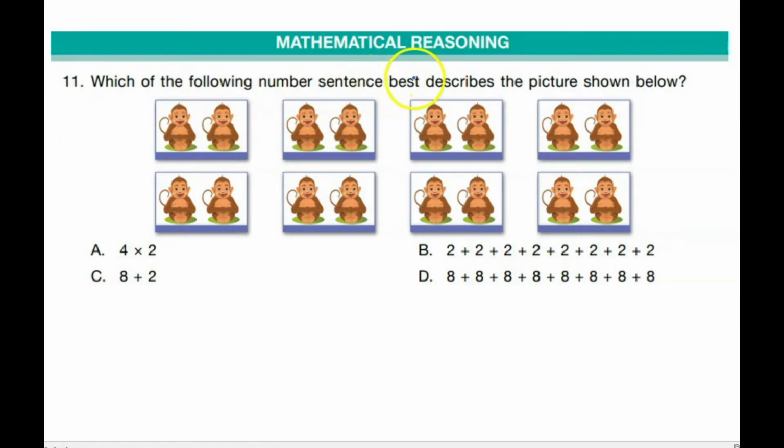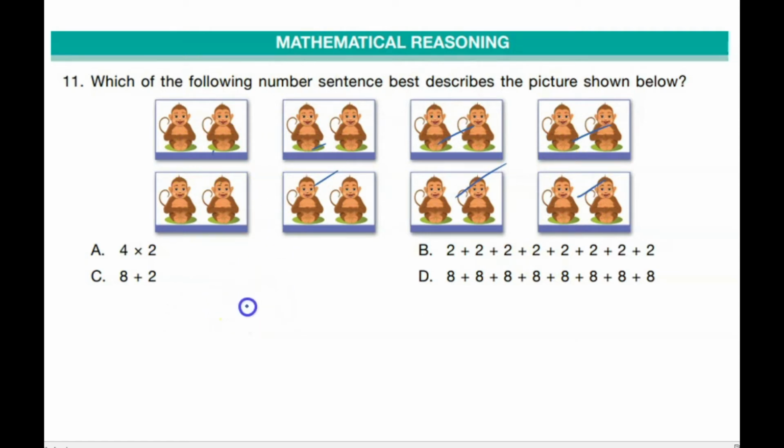Question number 11 from mathematical reasoning. Which of the following number sentences best describes the picture shown below? Number sentence for the picture here. So what we can see, we have some monkeys. Each picture contains two monkeys. How many pictures are there? 1, 2, 3, 4, 5, 6, 7, 8. 8 pictures containing two monkeys each.